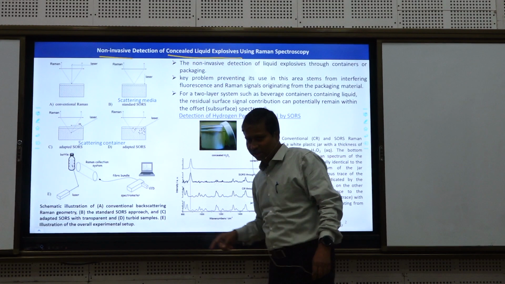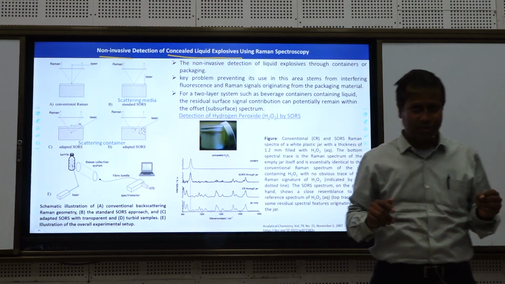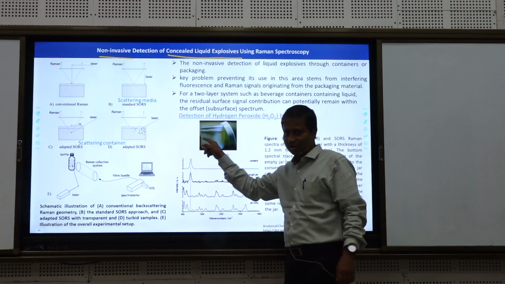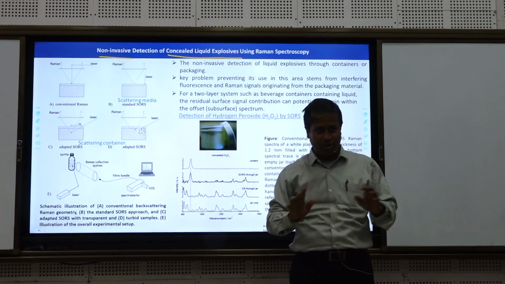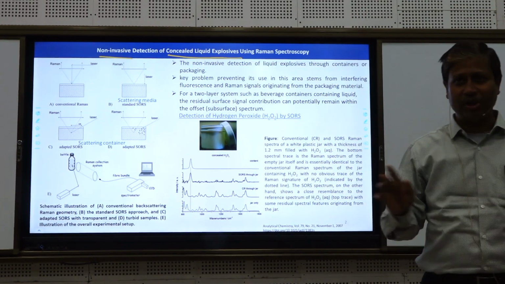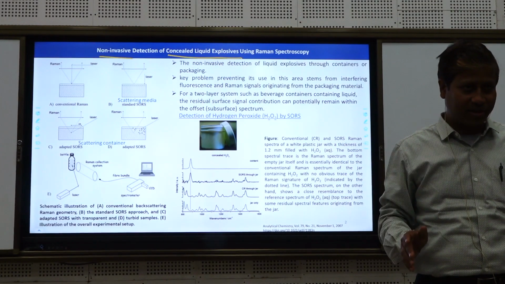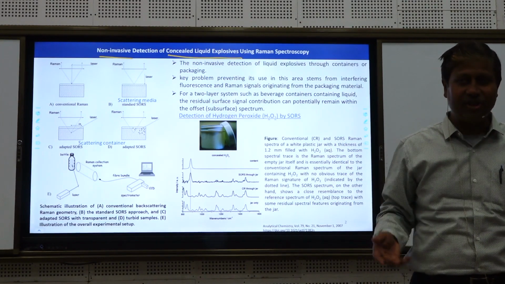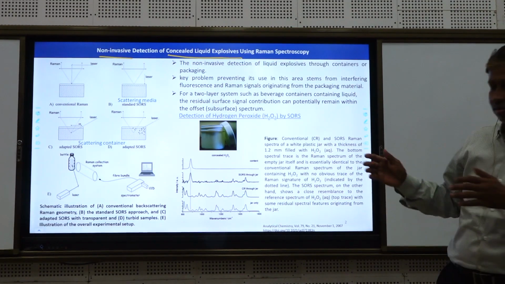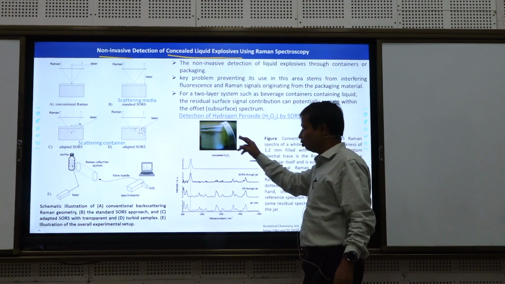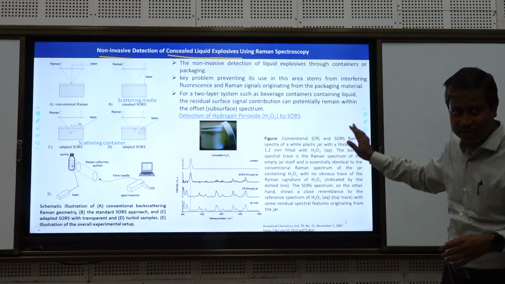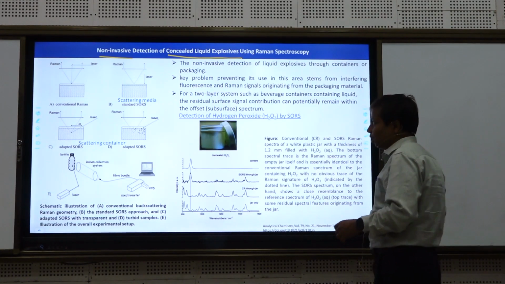Now in this report, what they are studying is H2O2. If there is H2O2 hidden in a container, you are not going to open it, because you have seen at the airport they don't open everything. They scan it, and if they find it suspicious, only then they open it. So without opening, if you want to know whether H2O2 is inside or not, this is the report which suggests yes, you can find out.